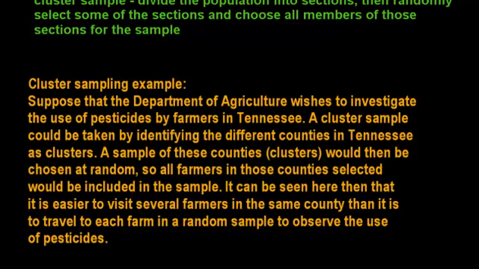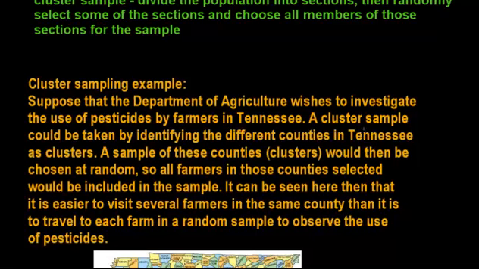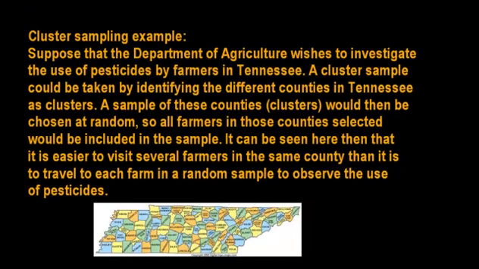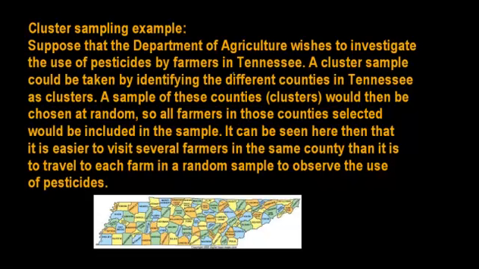Okay, so suppose that the Department of Agriculture wants to investigate the use of pesticides by farmers in Tennessee. A cluster sample could be taken by identifying the different counties in Tennessee as clusters. Then a sample of these counties or clusters would be chosen at random. There's the randomness involved, so that all farmers in those counties selected would be included in the sample. See, all in the county.